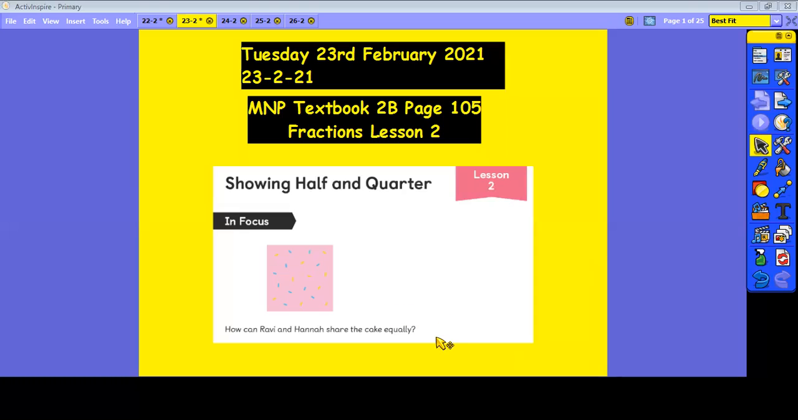How can Ravi and Hannah share the cake equally? Okay, so our decorated pink square here represents a cake that Ravi and Hannah would like to share. So we need to share it equally between the two children. How would you do that? Again, there are a variety of ways of dividing that cake up equally between two people. Have a little think about how you would do it.